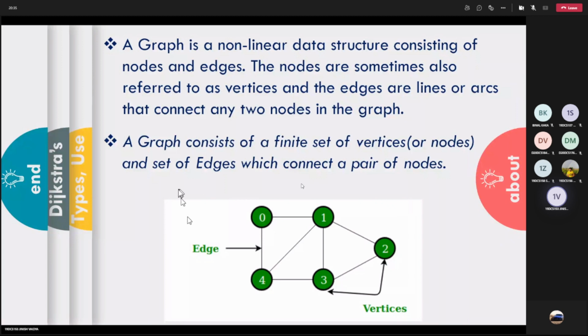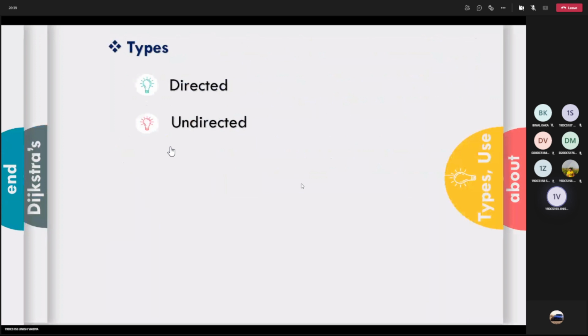The types of graphs are directed graphs and undirected graphs. A directed graph has edges with direction. In a directed graph, edges indicate a one-way relationship, in that each edge can only be traversed in a single direction. An undirected graph has edges that do not have a direction. The edges indicate a two-way relationship, in that each edge can be traversed in both directions.